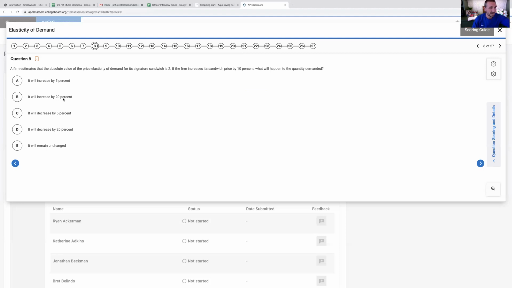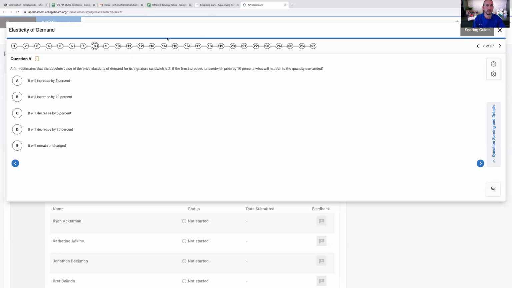So your answer for number 8 should be that the quantity demanded is going to fall by 20%. It's going to fall by 20%. So number 8, your answer should be D. Okay, price goes up 10%, quantity demanded falls by 20%.